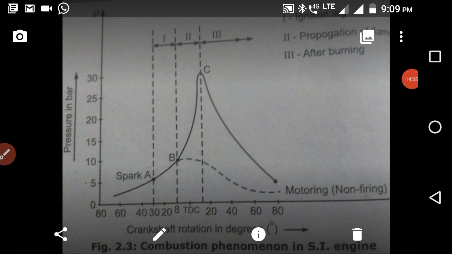So what are the different phases here? In combustion of the SI engine, ignition lag is the first stage, the second stage is propagation of flame, and the third stage is after burning. So these three main stages are there in combustion in the SI engine. Now we'll see the combustion phenomena in the CI engine.